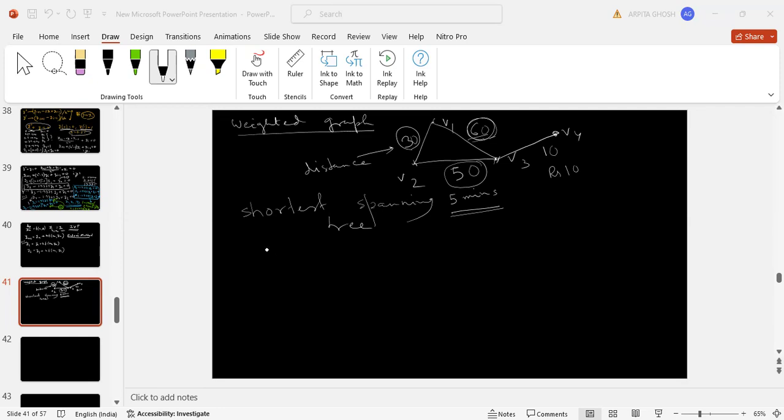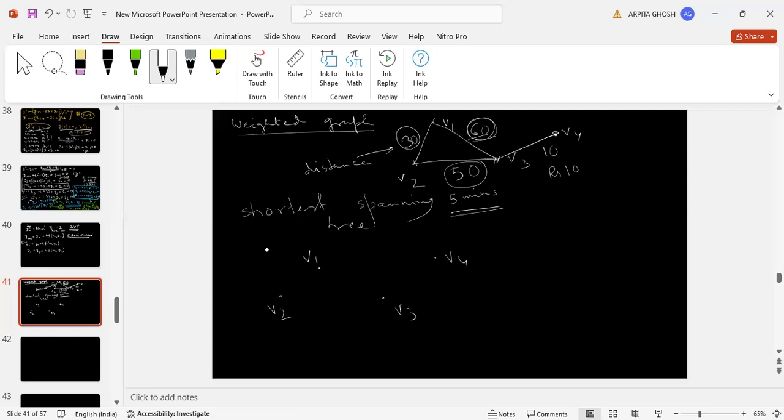Acha, spanning subgraph means all the vertices must be present. That is what we call spanning subgraph. All the vertices of the original graph must be present. Now, some of the edges may be present, some of the edges may not be present.